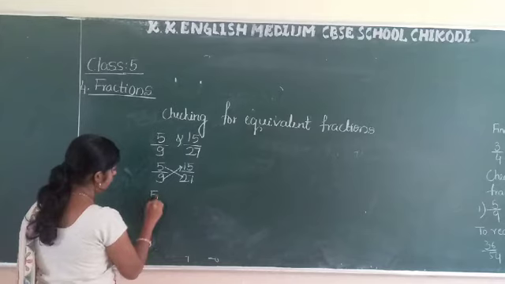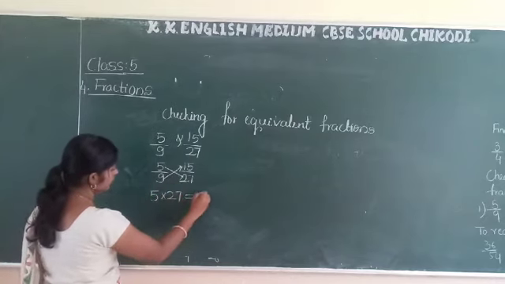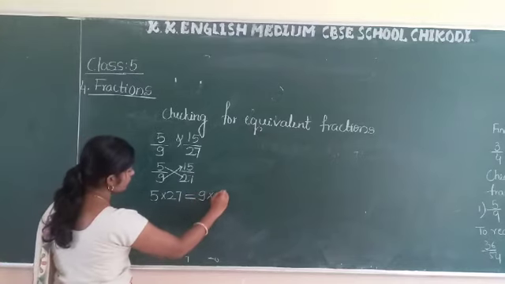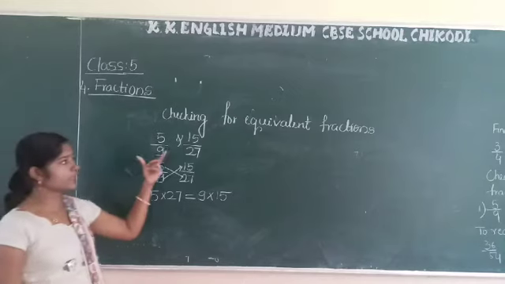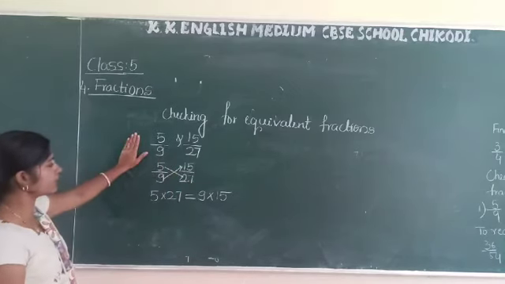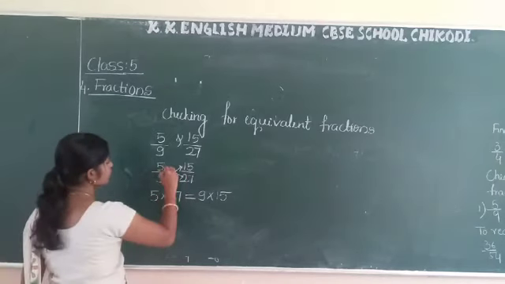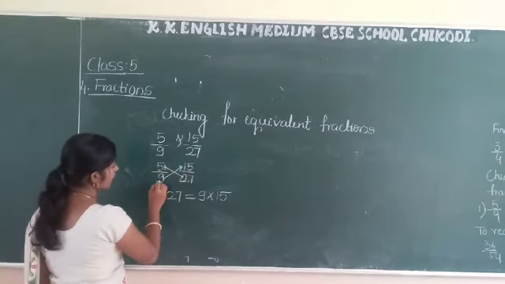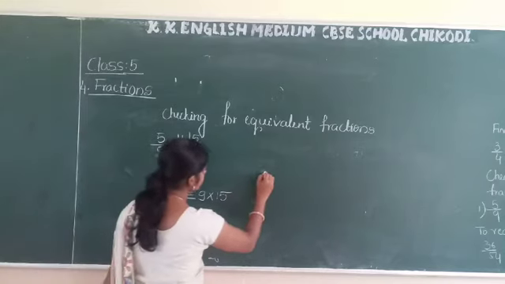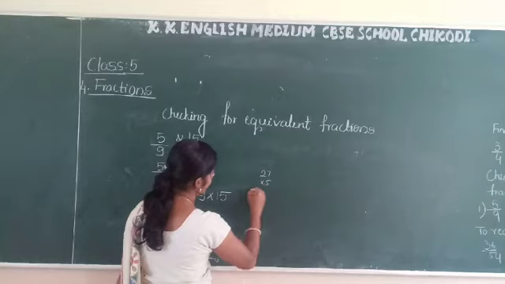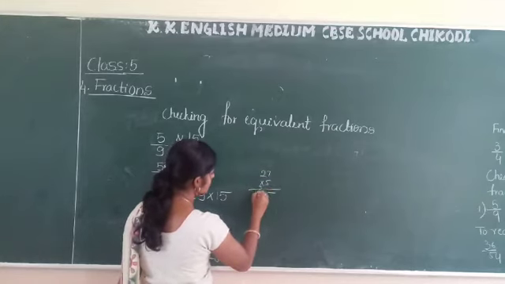You take here 5 into 27, next 9 into 15. I hope you are getting my point. The question is checking for equivalent fractions. You take the numbers and multiply, cross multiplication. You have to do 5 into 27 and 9 into 15. 27 5s are how much? 5 7s are 35, 5 2s are 10, 10 plus 3 is 13.